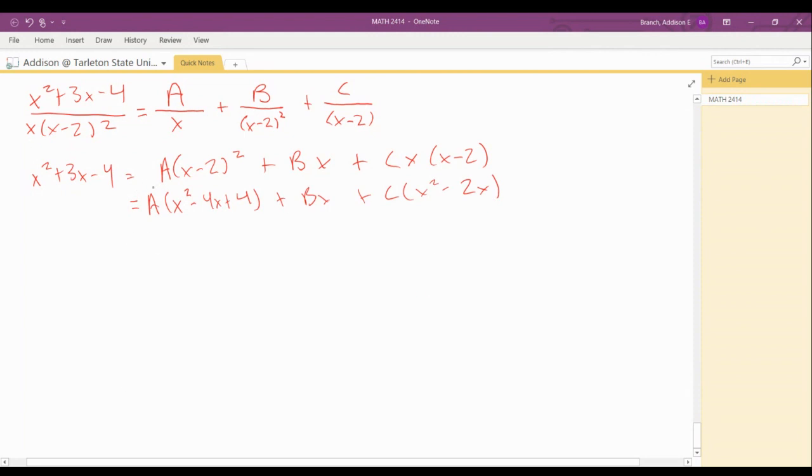So now we expand out even further. We get ax squared minus 4ax plus 4a plus bx plus cx squared minus 2cx.